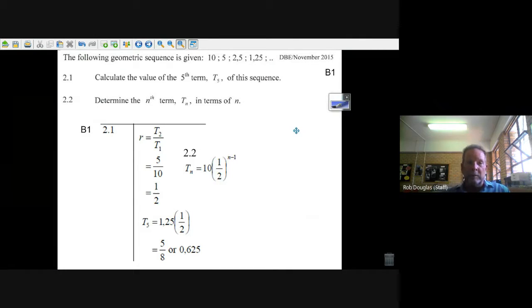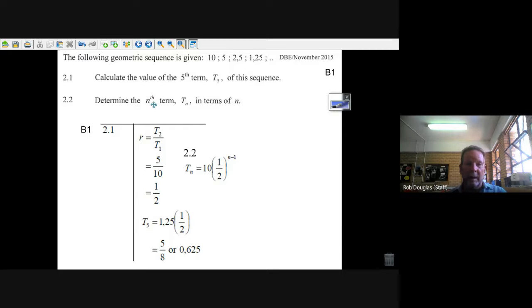Okay, we're going to look at another geometric sequence, a question from November 15th's national exam, and let's just see how it goes. They give us the sequence 10, 5, 2.5, 1.25. They tell us it's geometric. There's the first term and the second term. If it's geometric, we can get the common ratio by going T2 divided by T1. 5 divided by 10 is a half. There we go, we got r.